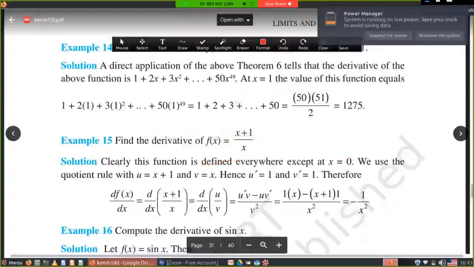Now find the derivative of the function. These questions can be done by the first principle or definition method, but by the direct formula you can do the questions. Here this is the u upon v form, a quotient form. V square means denominator square. Denominator as it is, numerator derivative. The derivative of x plus 1 is 1 and 0, so here it is 1. X plus 1 as it is, the derivative of x is 1. So it becomes minus 1 upon x square.